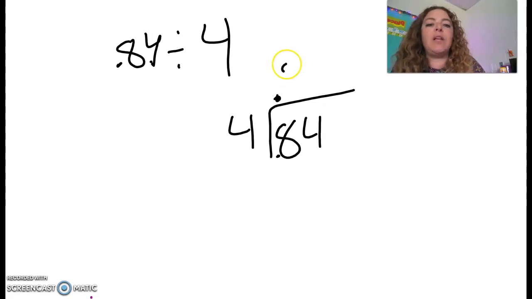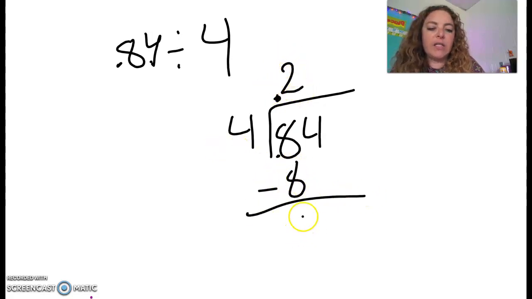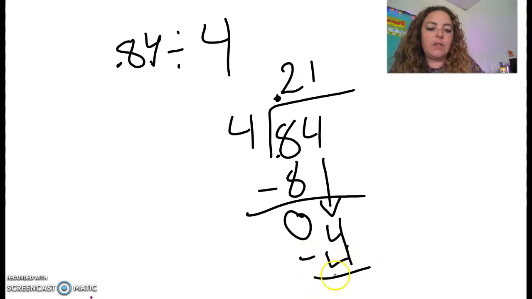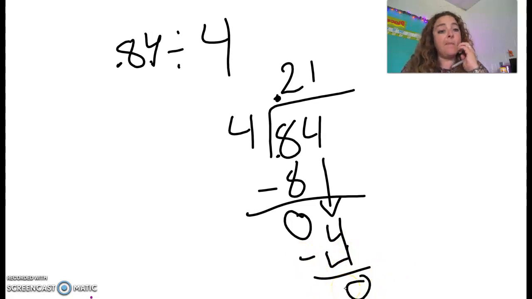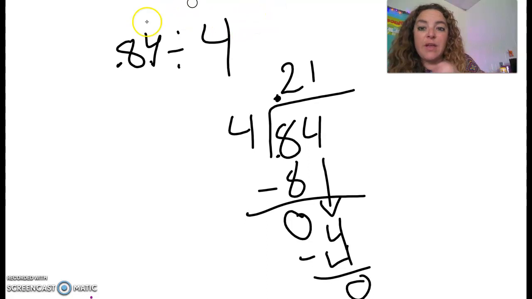4 goes into 8 twice. 2 times 4 is 8. I'm going to subtract. I get 0. I'm going to bring down my 4. 4 into 4 goes once. It's 4. I'm going to subtract. I get 0. Okay? So what you ultimately end up doing is multiplying. Right? I'm thinking about my basic facts. What times what equals that other number? Then I'm subtracting, and then I'm bringing down, and then I'm continuing on that path.